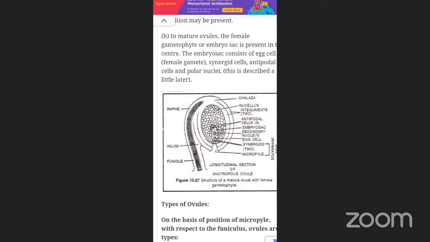So the nucellus is enveloped by one or two integuments. It is found attached to the placenta, on the inner wall of the ovary, by a stalk known as the funicle.